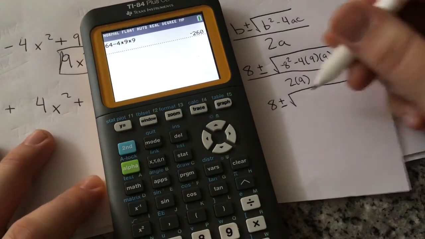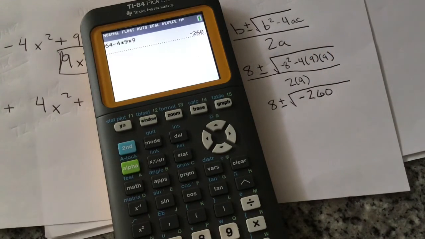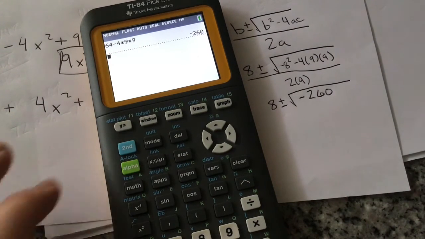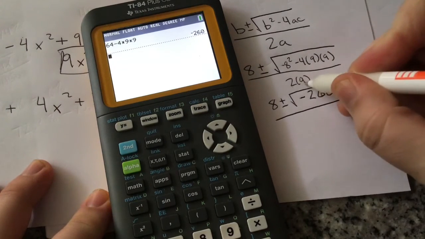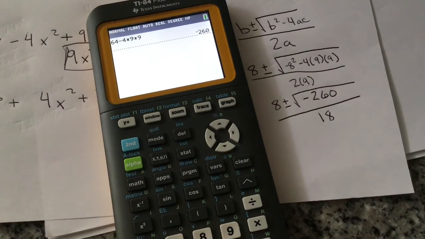And we get negative 260. Oh, goodness. Oh, no, that's not a pretty number. You guys remember what happens when we have negatives under square roots? Not good things. They may have something to do with the letter i, right? Over 18. So here's what occurs. We get 8 plus or minus the square root of negative 260 over 18. And yikes, square root of negative 260 is not a pretty number.